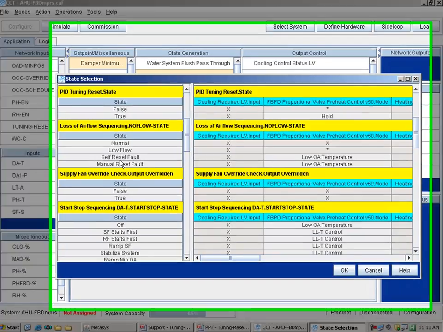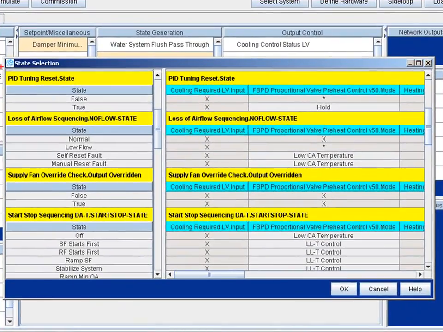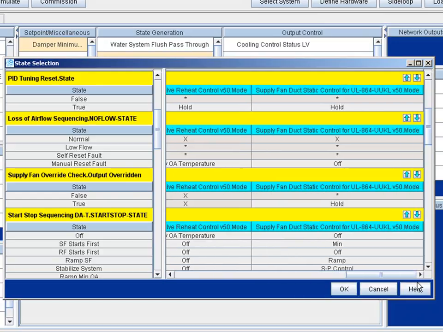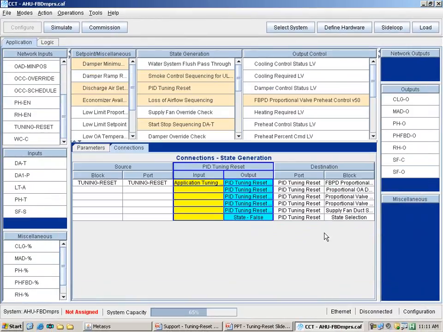And here towards, I have it here now. Here's the PID tuning reset state generator. And when it's true, we can now identify which modules are going to receive that hold command. And there should be 5 of them, because that's what the connections were. So as we scroll to the right, there's 3 or 4, and there's the 5th one. So let's take a look at one of these, which is the face and bypass proportional valve module.